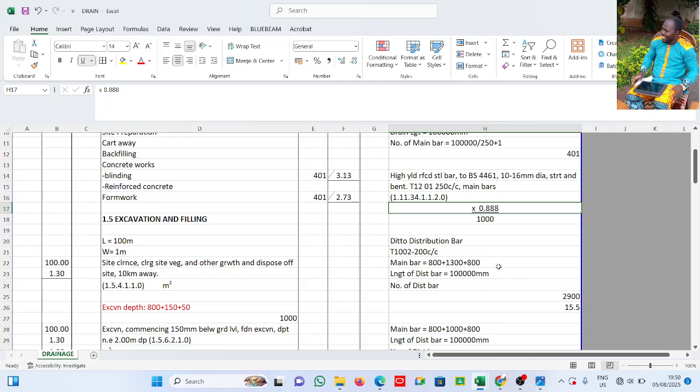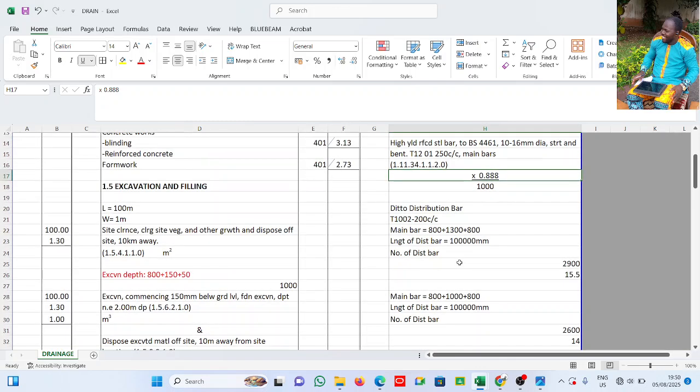Alright, so the distribution bar, we are told it is T10. Actually, the distribution bar is the one that runs through the length of the 100 meters. It runs and is tied to the main bars. These are the runners, the runners of the distribution bars.